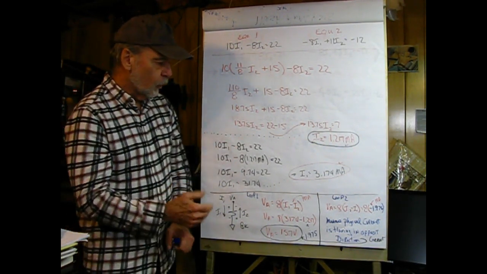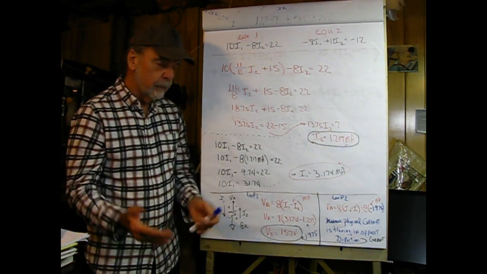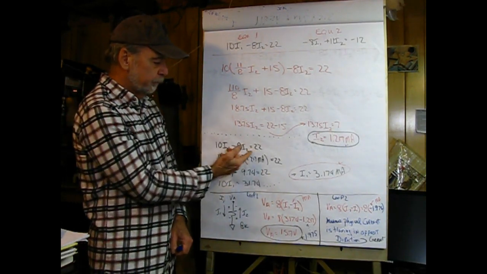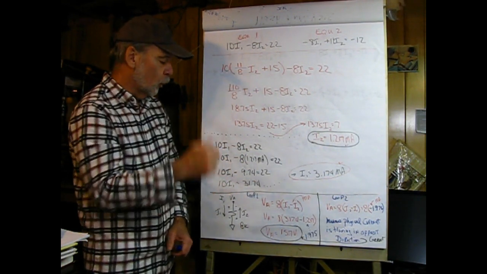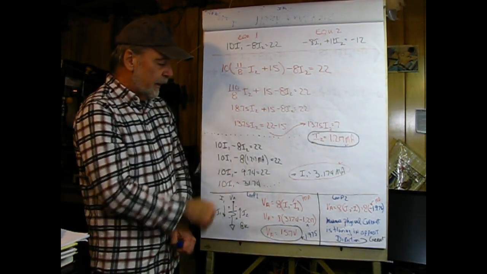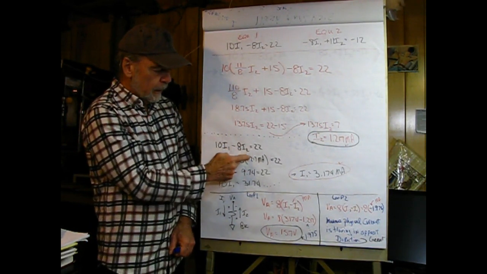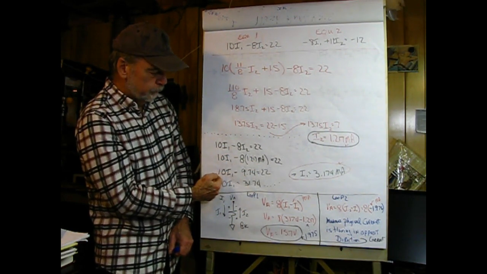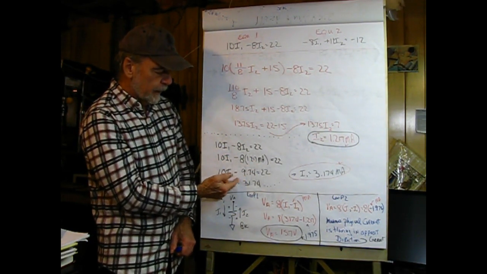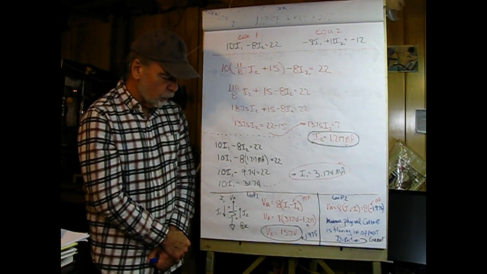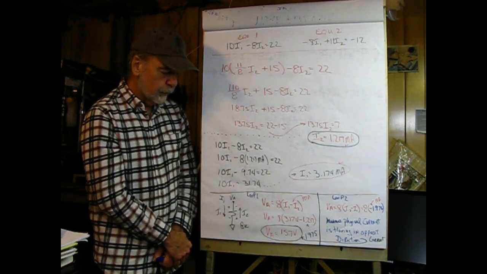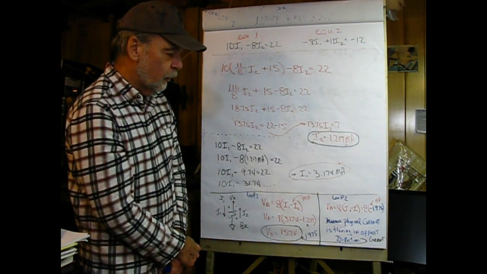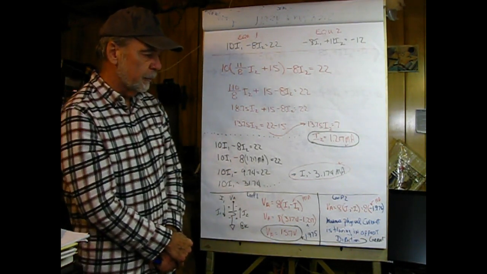So now, since I know what I2 is, I can go back into any equation, doesn't matter, and substitute in this value for current number 2. So I went with this again, equation number 1. 10 times I1 minus 8 times I2 equals 22, and then we're going to put our calculated value for I2 here. Multiplying by 8, 10I1 minus 9.74 is equal to 22. Finally, 10I1 equals 31.74. Dividing both sides by 10 gives us an I1 value of 3.174 milliamperes.